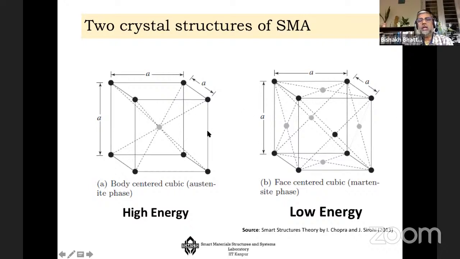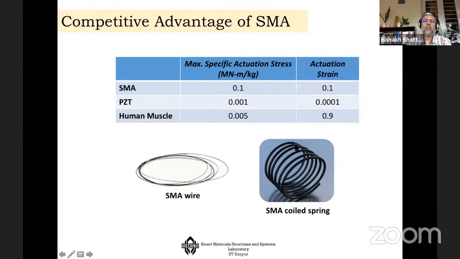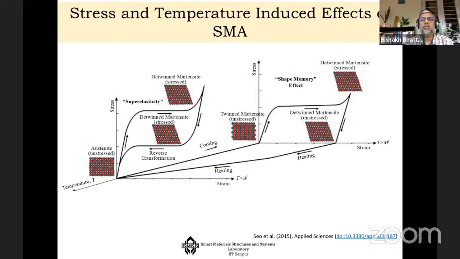So essentially, the whole system moves between these two crystal structures. And you can get it in different forms, like wire forms or coil spring forms, etc. And it shows a very large actuation strain, something like 10,000 parts per million. Compare it with our muscle, it is quite close to human muscles. That's why these are called artificial muscles.